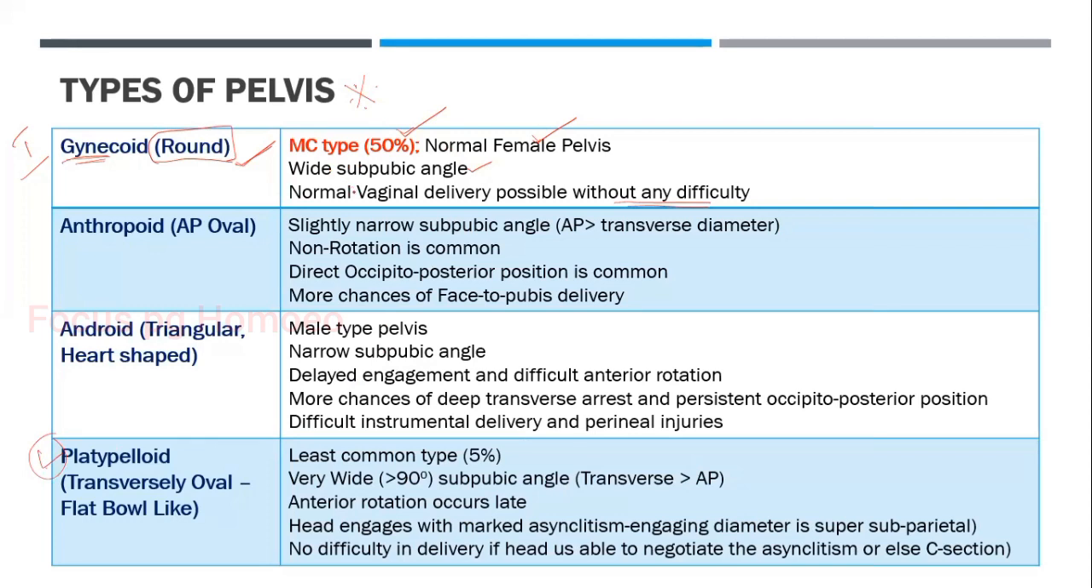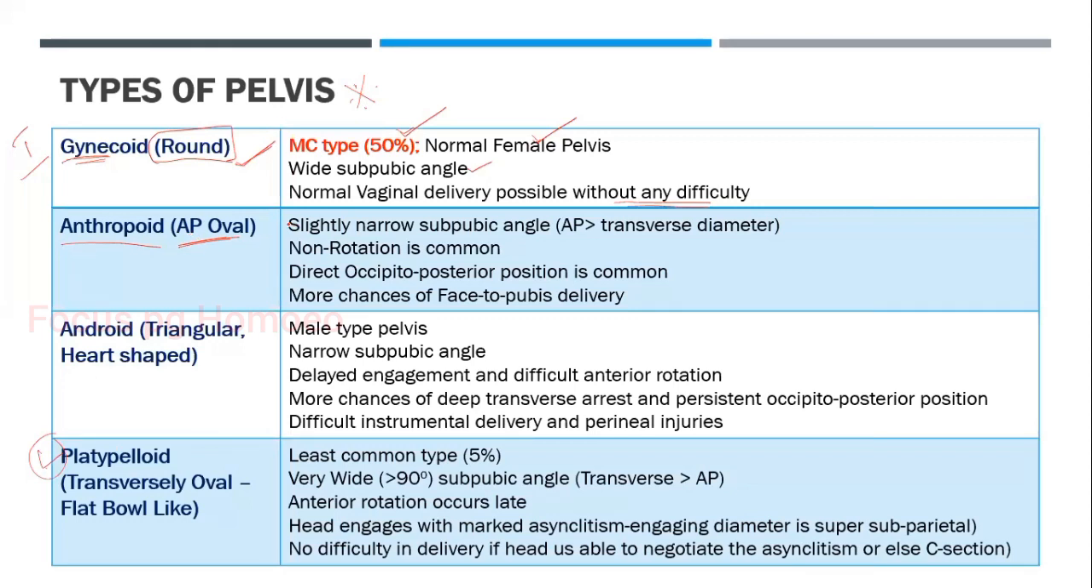Okay, so coming back to gynecoid, normal vaginal delivery is possible without any difficulty. The next type of pelvis is the anthropoid pelvis. Anthropoid pelvis is also called the antero-posterior oval pelvis. And why does antero-posterior come into this picture?